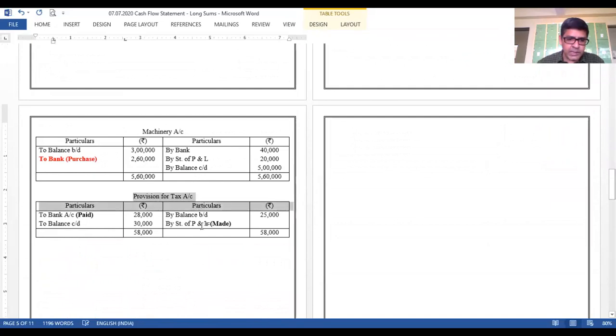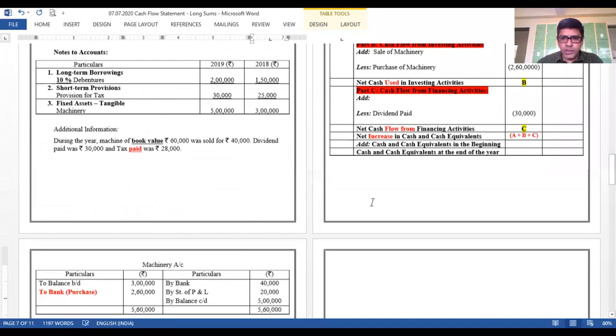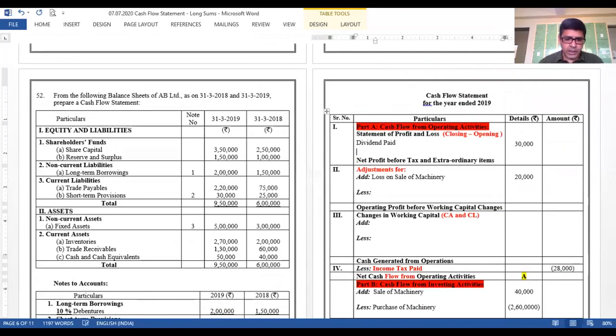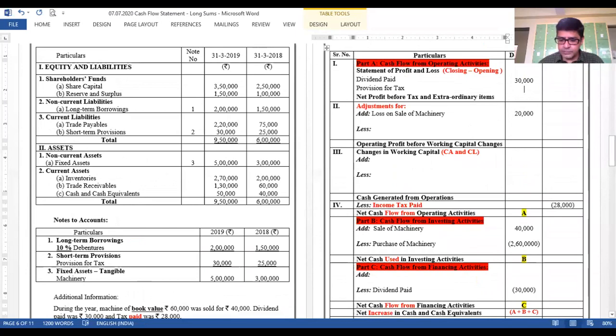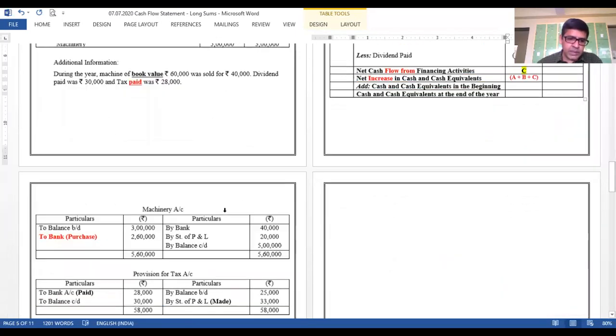Now provision for tax account. Let us get the total. Total is 58. The difference over here, 58 minus 25, will be 33,000. The provision has to be made for the same. If provision is to be made, then it goes to statement of P&L. So over here, after dividend paid, I shall write over here provision for tax. Amount was 33,000. Okay, so we are done with the adjustments. We are done with the ledger accounts.